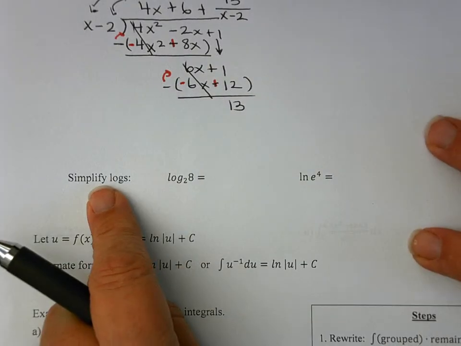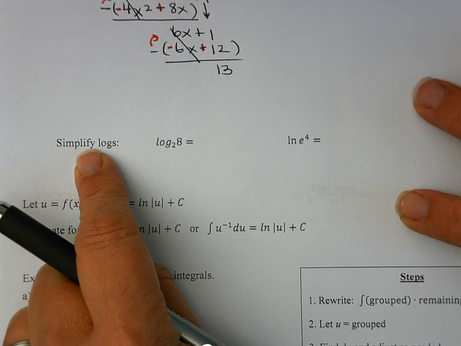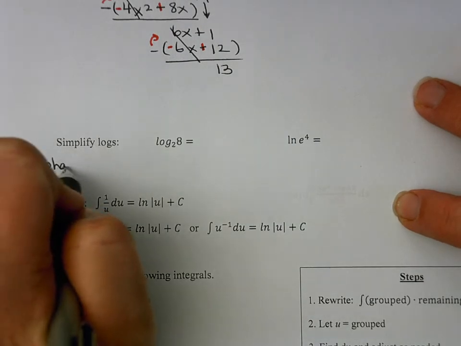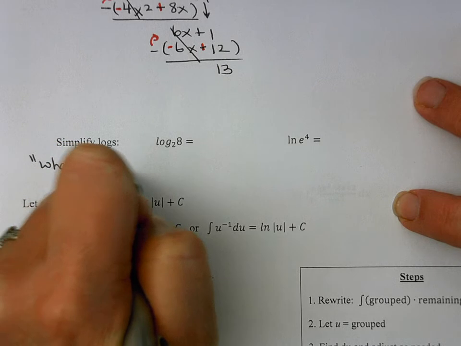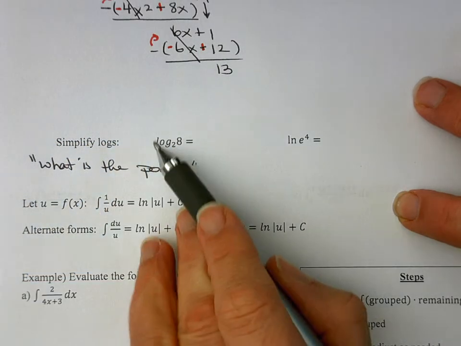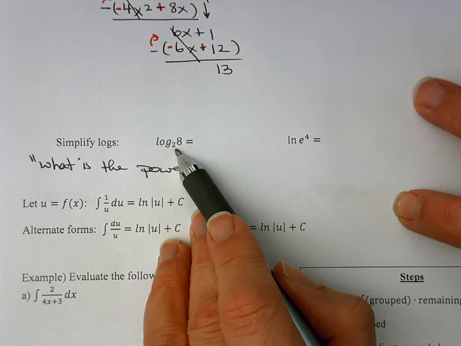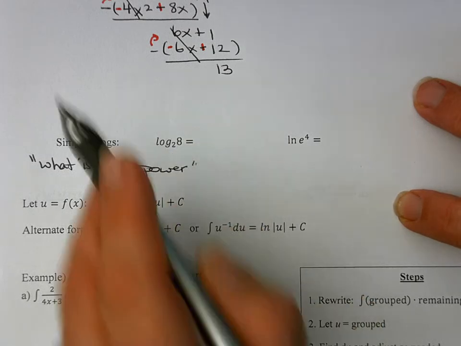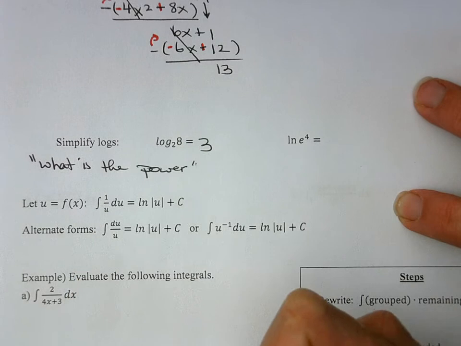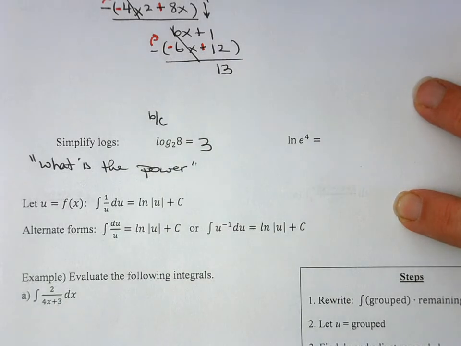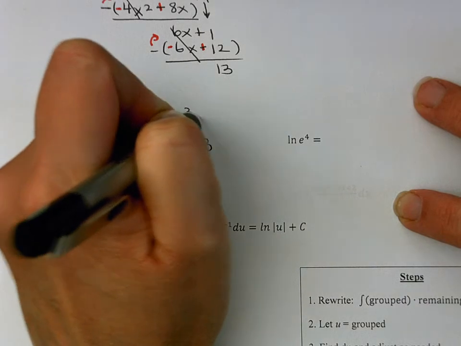And then just a couple of simplifying our logs just to make sure we're good on that. So remember, logs mean what is the power, or what is the exponent? So what is the power for 2 to get 8? What power is needed for 2 to turn into an 8? That would be 3, because 2 cubed is equal to 8.